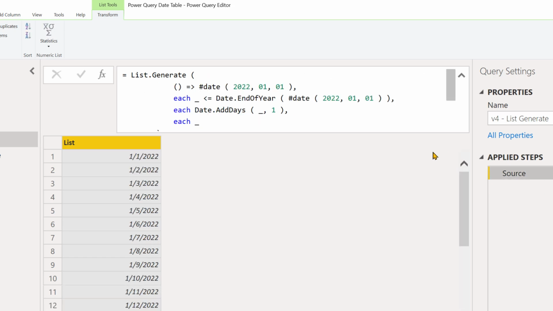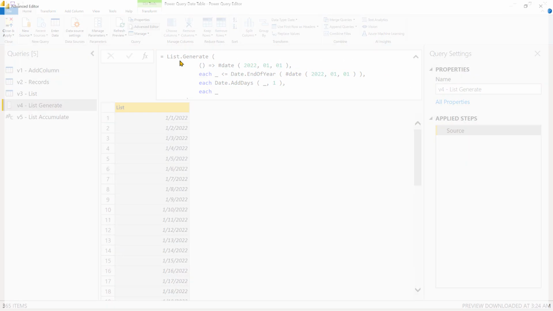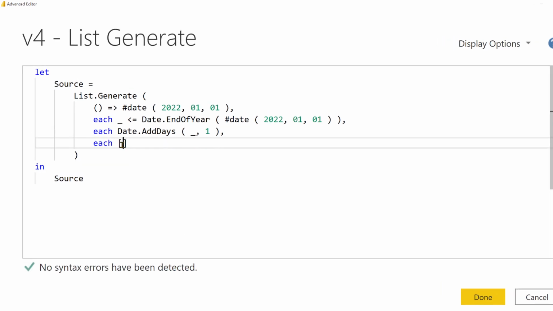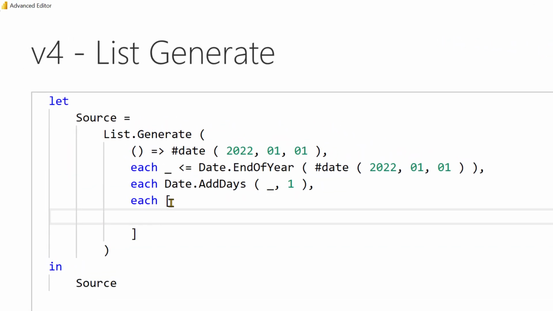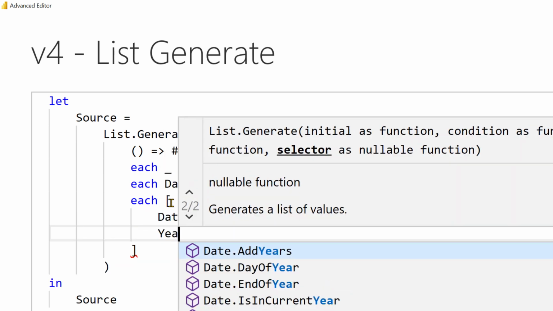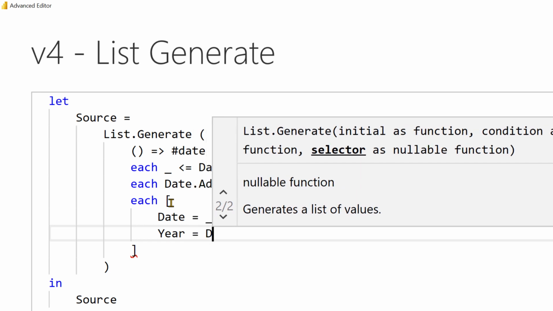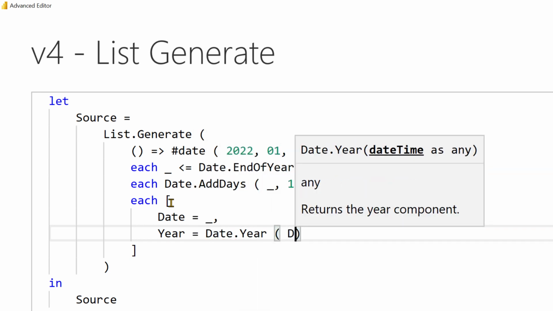So let me just remove the second step and we can go back to the advanced editor. This time, instead of this code, we are going to write each, and we are going to generate a record because we are going to return something. We are going to return multiple columns inside a record. So we are going to say that date is equal to the current value, which is basically the underscore, and the year is equal to Date.Year of the date.